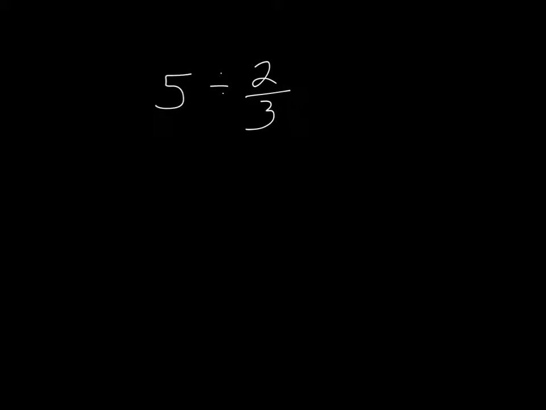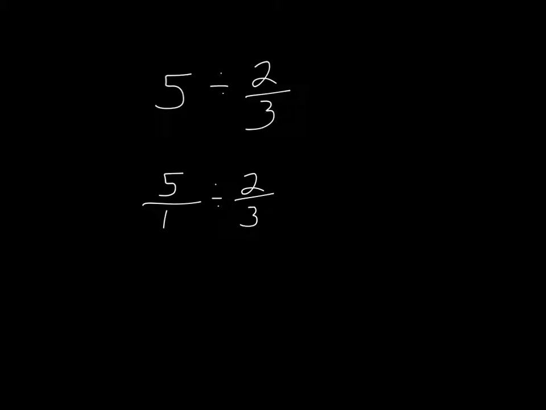This time we're going to take 5 divided by 2/3, and in the previous example we demonstrated multiplying by the reciprocal. Here what we're going to be doing is dividing by finding the common denominators. So once again we have 5 divided by 2/3, and whenever we have a whole number we have to make sure that we turn it into a fraction. And now I'm going to rewrite the problem as 5/1 divided by 2/3.